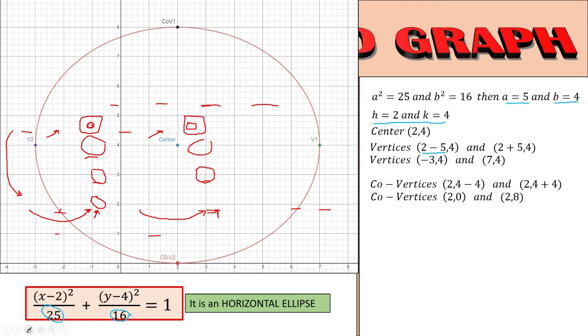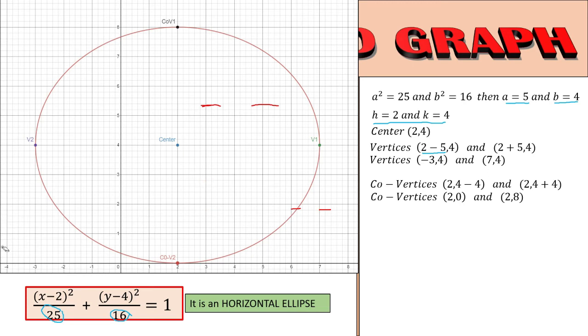Let me erase this to show the graph better. I'm going to erase this, and I'll show you the graph. This is better to show the graph. Remember, this is the center. I have the center here. You add 5 units to the right: 1, 2, 3, 4, 5. That's vertex 1. And you move from the center 5 to the left: 1, 2, 3, 4, and 5.